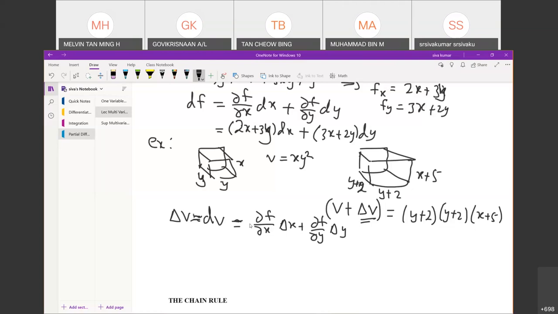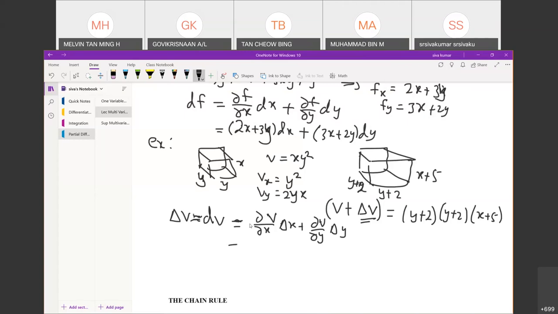Now you see how this calculation is possible. It's not F, actually it's V, because we are using V. Now shall we calculate this? Vx, what is that? Vx is y squared, right? You can see. What about Vy? Vy is 2yx. Hopefully you can follow.